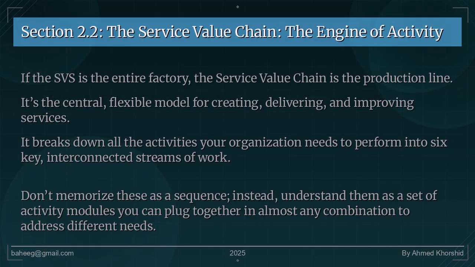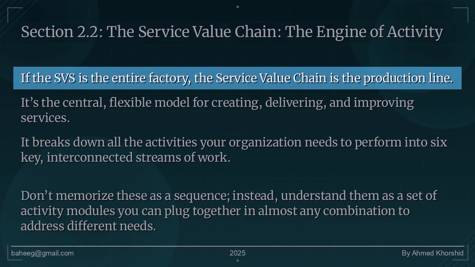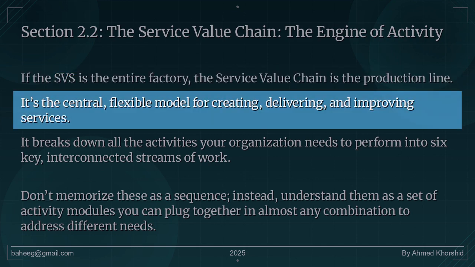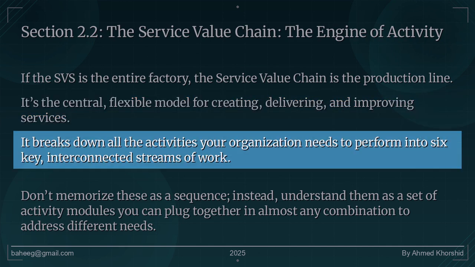Section 2.2 The service value chain, the engine of activity. If the SVS is the entire factory, the service value chain is the production line. It's the central, flexible model for creating, delivering, and improving services. It breaks down all the activities your organization needs to perform into 6 key, interconnected streams of work.